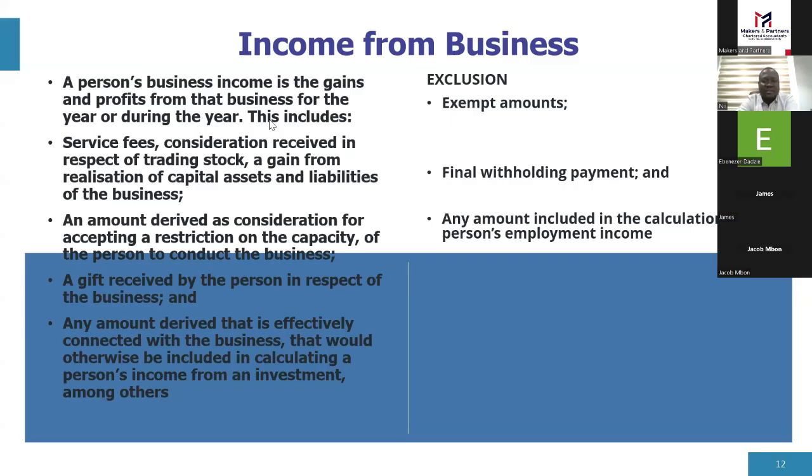We have exemptions as well. Final withholding tax payment. Some amounts are exempted from adding it back as a business income. Once withholding tax has been applied to it, it's a final withholding tax. And then any amount included in the calculation of a person's employment income.